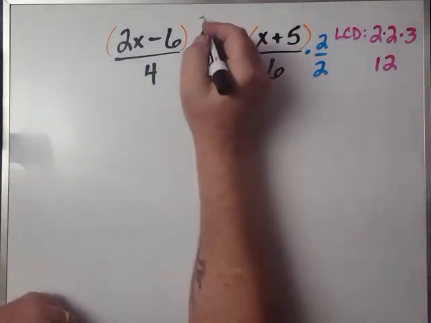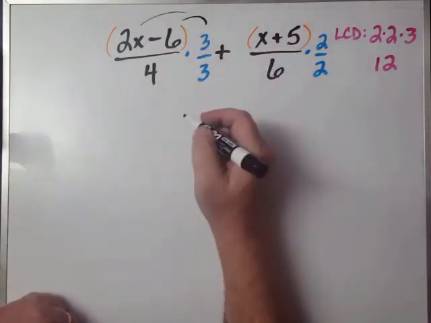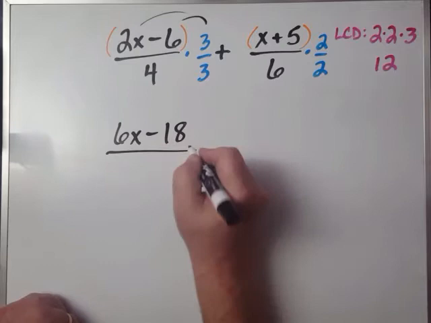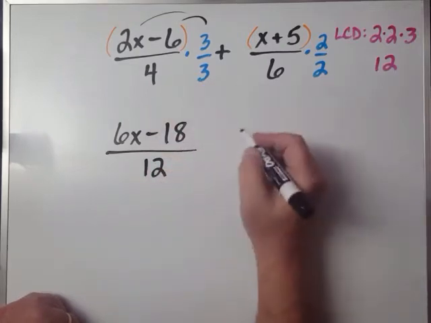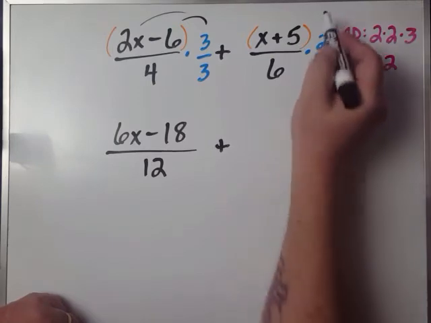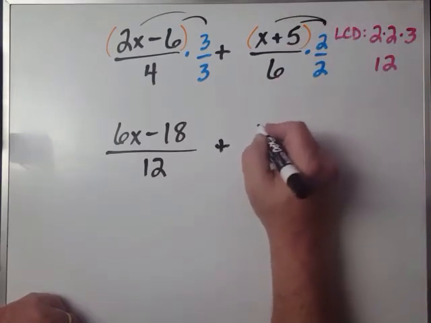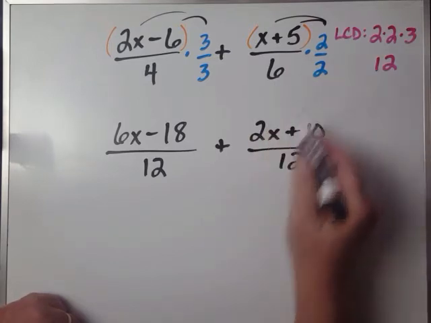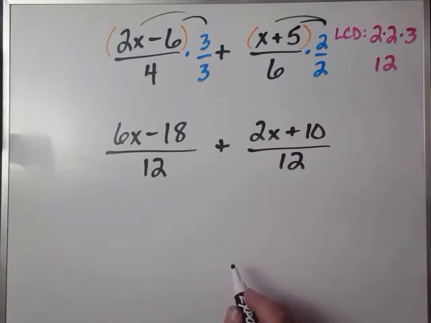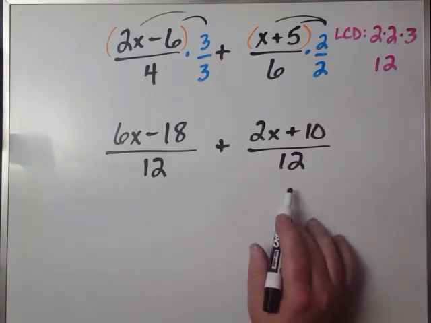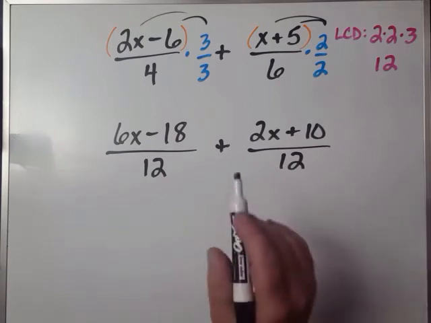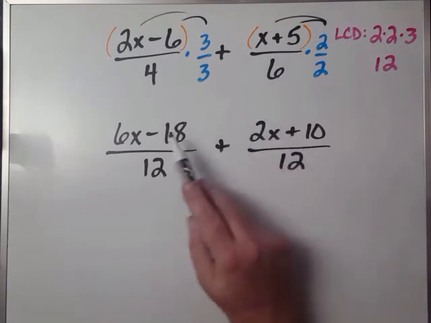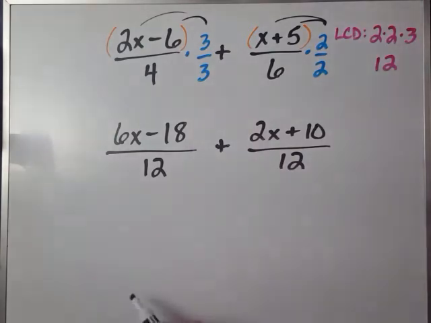And so we need to distribute this 3. That will give me 6x minus 18. That's all over 4 times 3 is 12, our common denominator. And distribute this 2 to get 2x plus 10 over that common denominator. 6 times 2 is 12. Now we have rational expressions with the same denominator. We're ready to add the tops, which is why we needed them simplified. If I'm going to be combining like terms here in the numerators, I've got to have my numerators simplified.